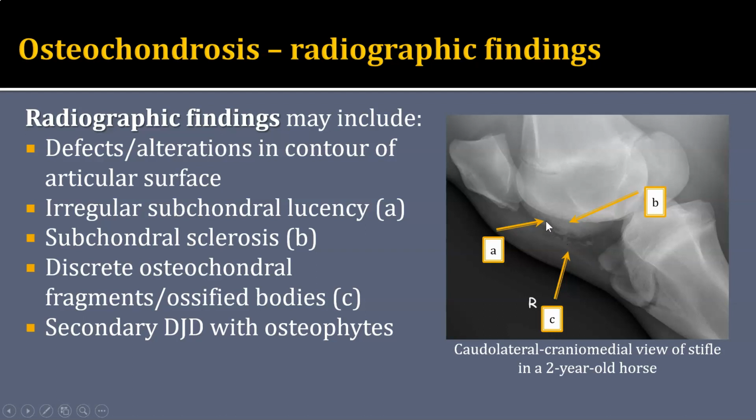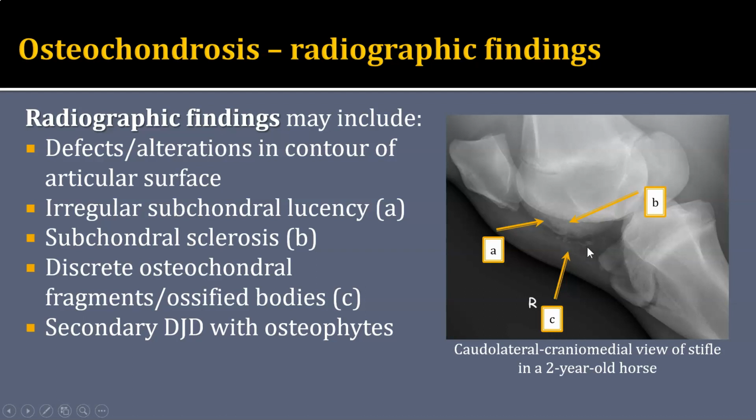We can also see subchondral lucencies. These are radiolucencies that would really be geographic regions of lysis, so non-aggressive looking areas of lucency. Then surrounding those lucencies, we can actually see sclerosis, or remember, increased opacity of the bone. So we can have subchondral sclerosis. And then depending upon the joint and the species, we oftentimes will see these discrete osteochondral fragments or ossified bodies.